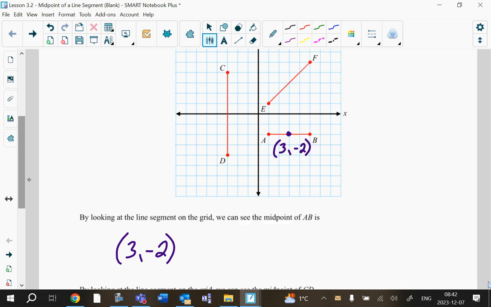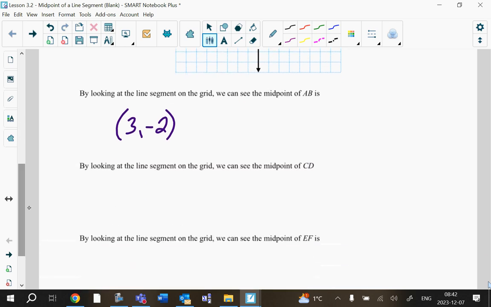What would be the halfway or midpoint of CD? -3, 0. Right there. So that would be -3, 0.